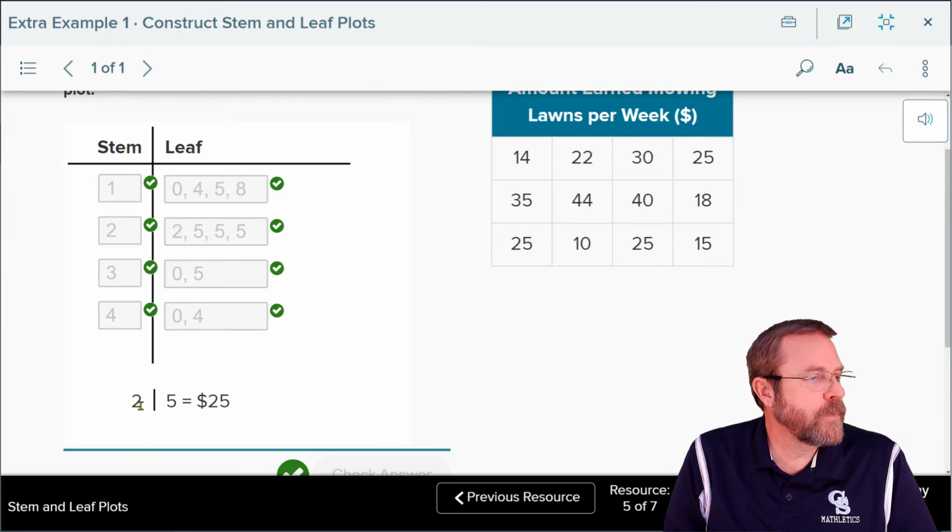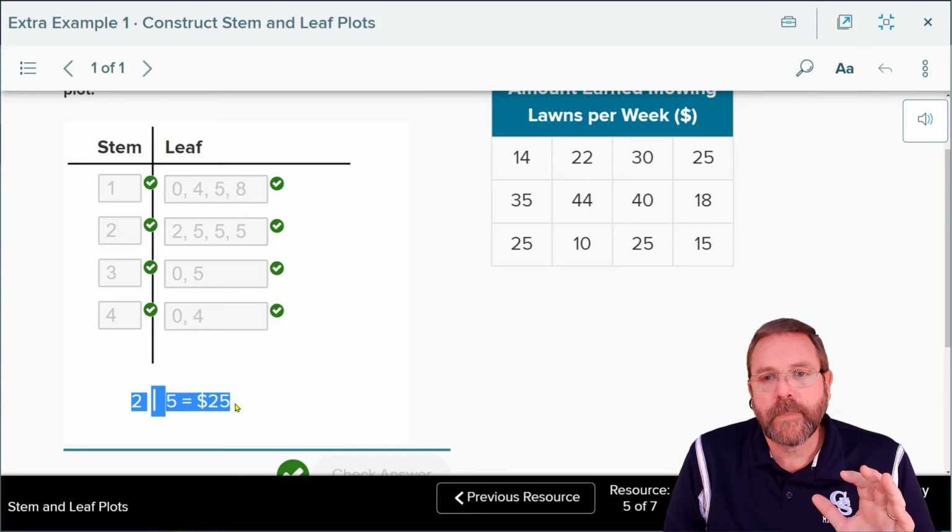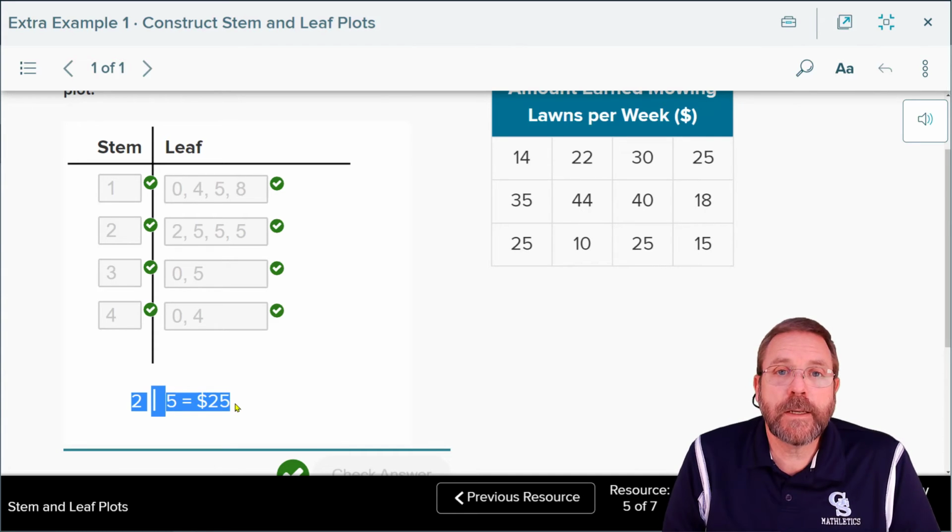Also makes you note that the key is here. If you do not put your key on your stem and leaf plot on your test, I'm going to take some points off for it. So make sure you're doing that.